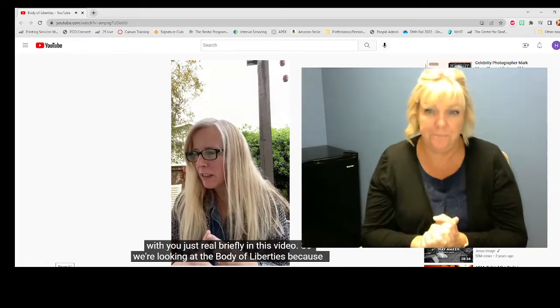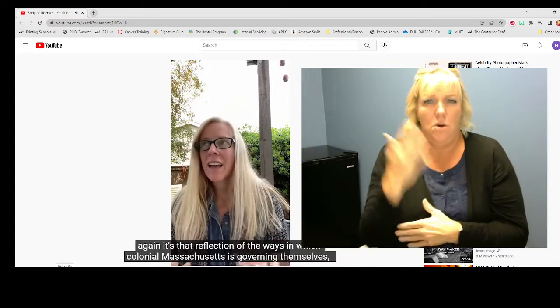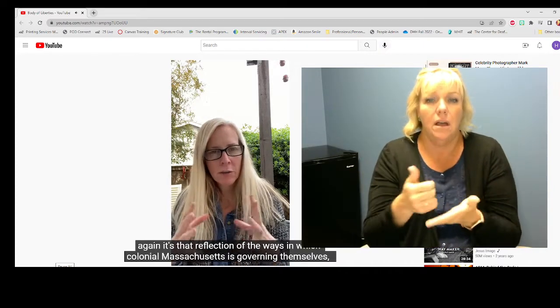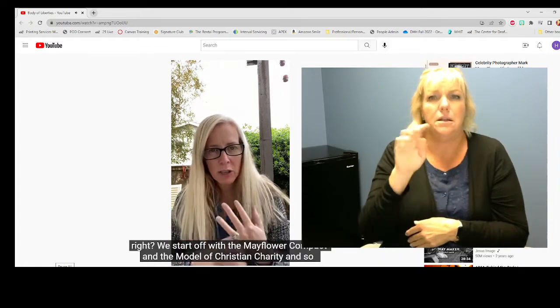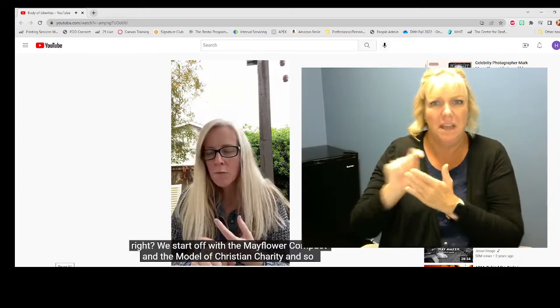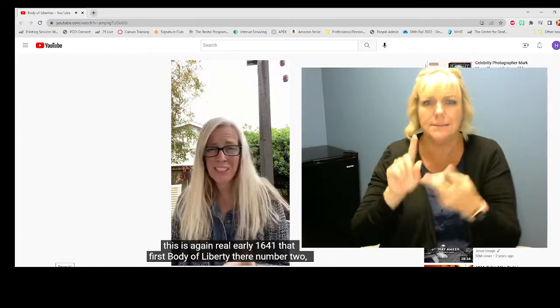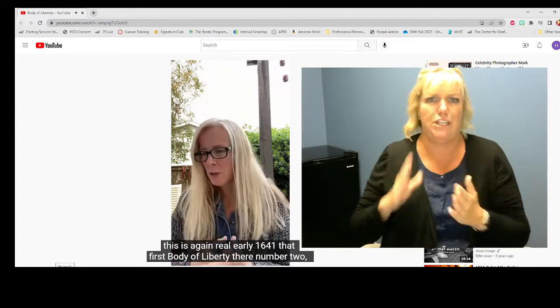So we're looking at the Body of Liberties because, again, it's that reflection of the ways in which colonial Massachusetts is governing themselves, right? We started off with the Mayflower Compact and the Model of Christian Charity. And so this is, again, real early, 1641. That first body of liberty there.